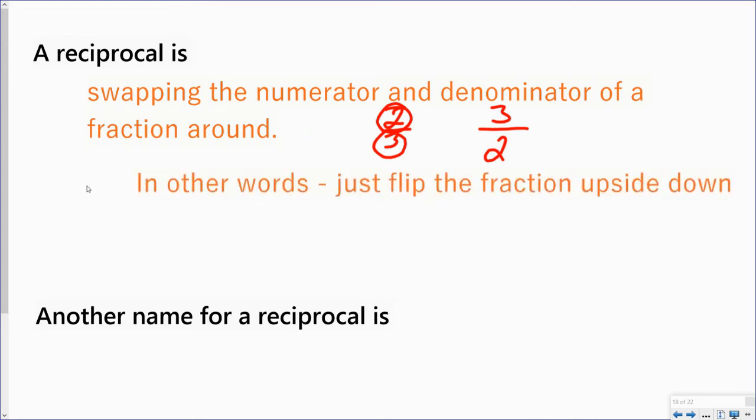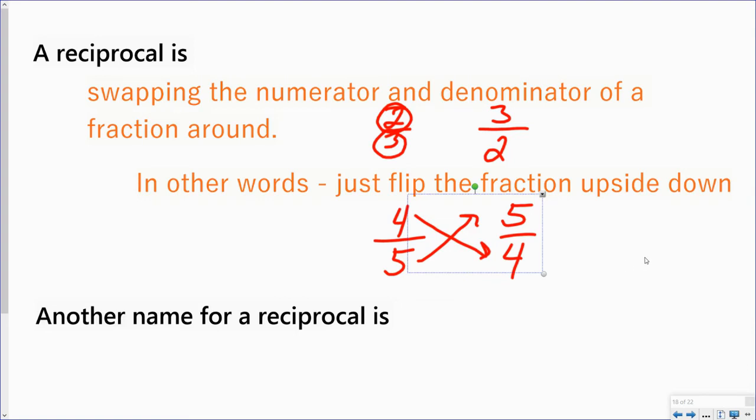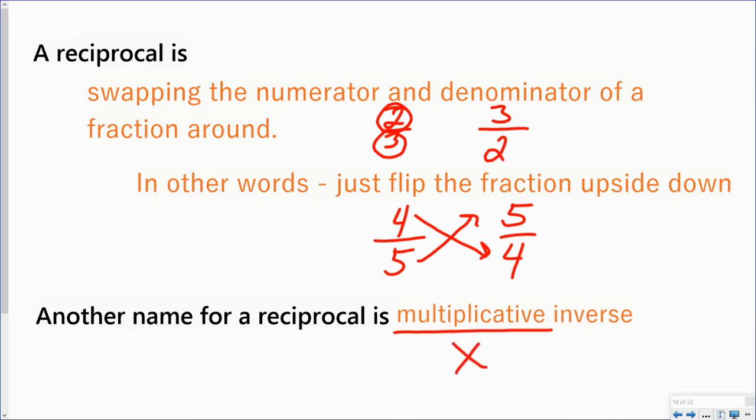Or I'm just flipping the fraction upside down. So again, if I started with 4/5, just flipping the fraction upside down, which means this is going to come up here and this is going to go down here. And another name for a reciprocal is called multiplicative inverse. And the multiplicative part means multiplication, and the inverse part is basically the same thing as the reciprocal. We're just taking our fraction and we're flipping it upside down.